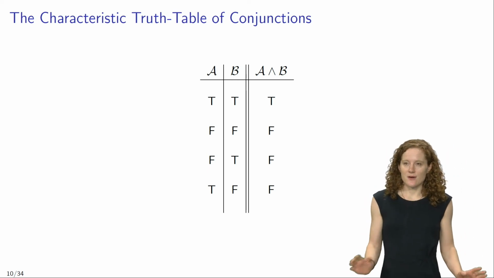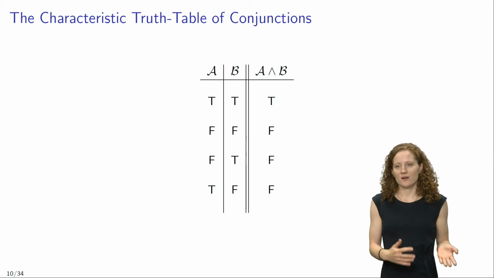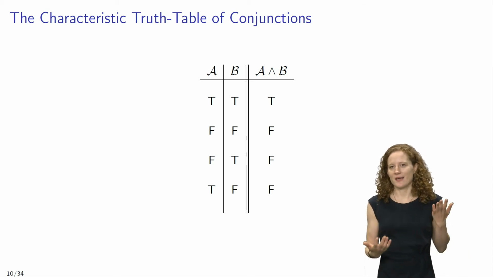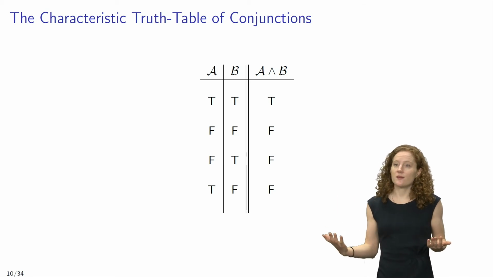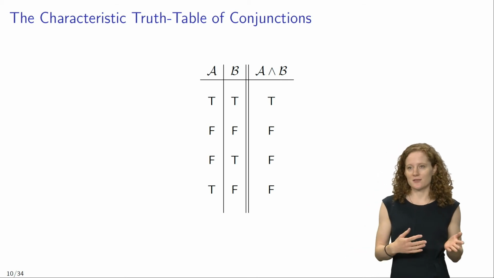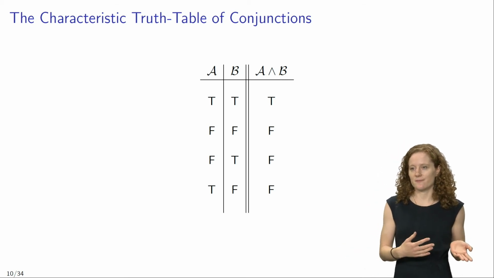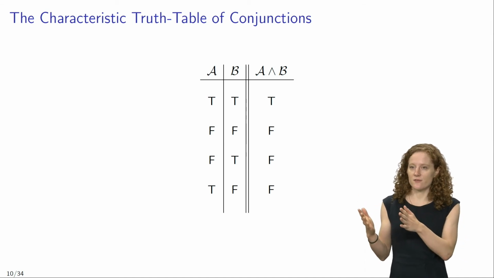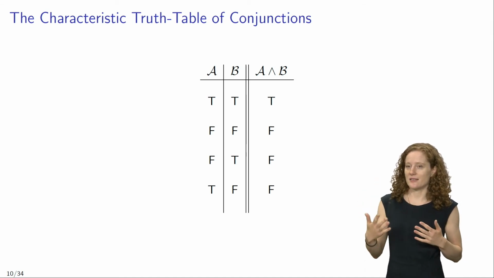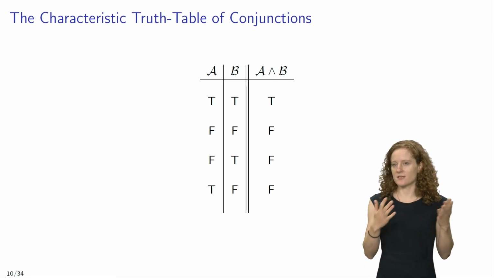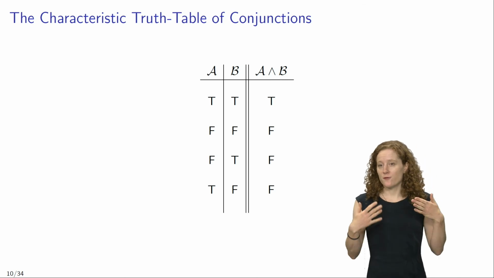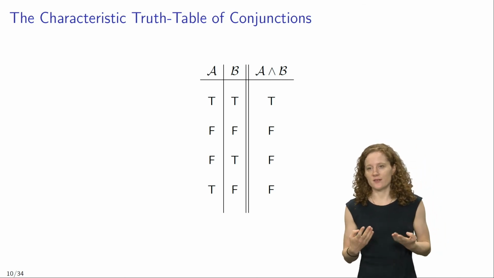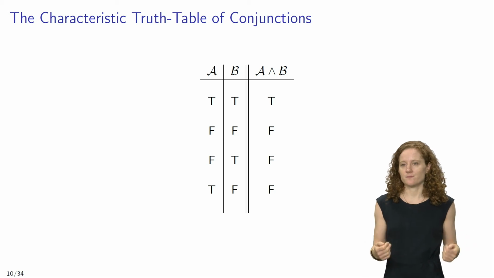Now, just as we represented the meaning of the negation sign by a truth table for negation, we can also represent the meanings of all the other Boolean connectives by means of truth tables. So here's the characteristic truth table of the conjunction sign. We see in the assessment column of this truth table the sentence A and B, and then we see in the reference column one column for A and one column for B, and 4 rows representing all the possible valuations for A and for B.